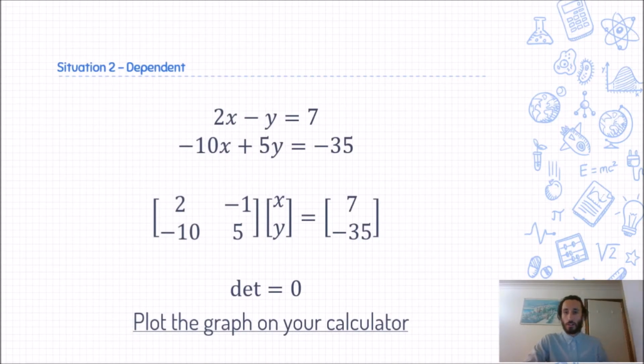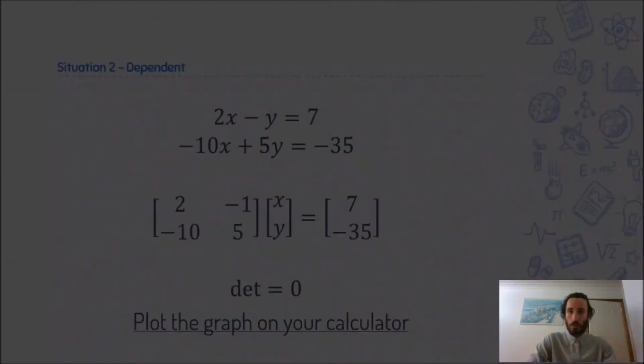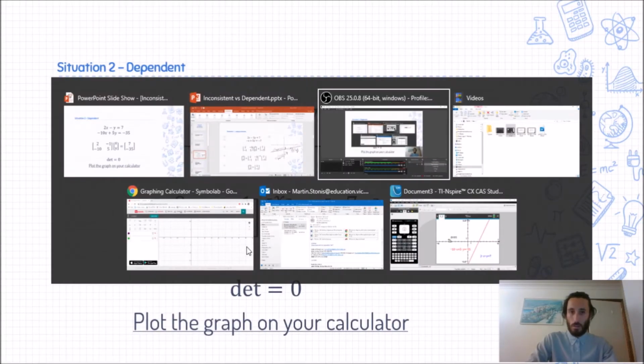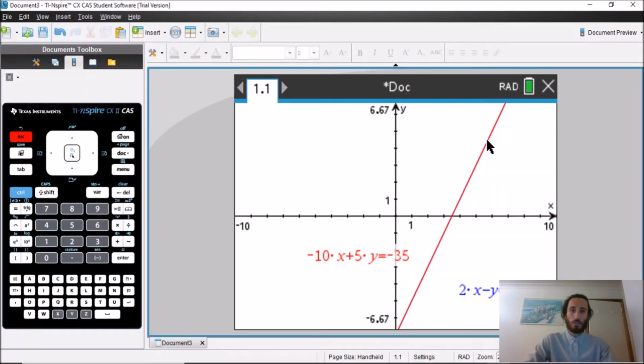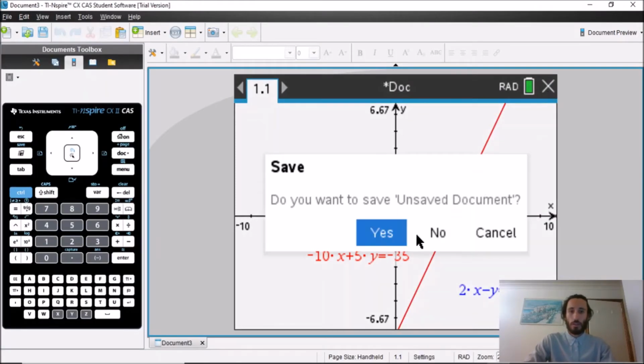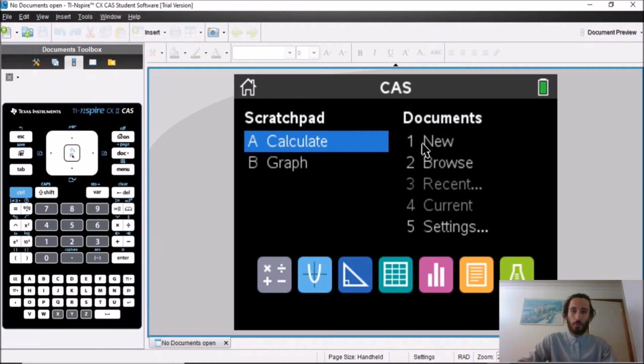So what does this look like? We've got the same first equation. The second equation is different in this case. We put it into a matrix and we realize, oh, the determinant here is 0. We can't actually solve this using our calculator, but we can plot it. I'll plot it in the calculator first. So what you want to do is create a new document. You can also do this in the Scratchpad graph.